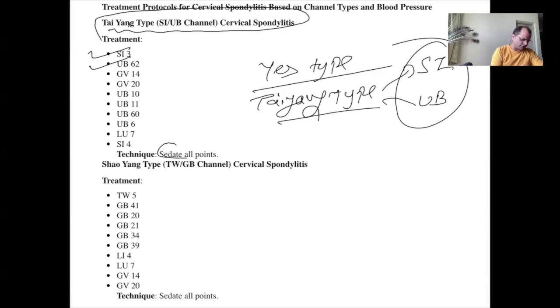First, I will tell you to set all the points. For high BP and low BP patients, the protocol will change a little. We'll see shortly. SI3 and UB62 sedation, we are doing bilateral on all the points. Even SI3 and UB62 we are doing bilateral.